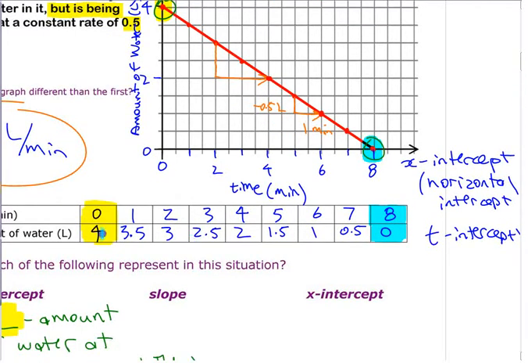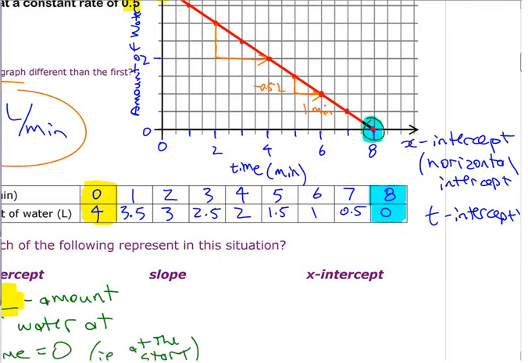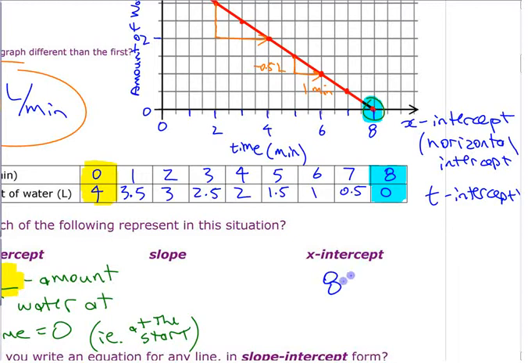The units for the vertical intercept were liters, right? This was 4 liters. What are the units for the horizontal intercept? Is it liters? Is it 8 liters? Not liters, is it? What does the 8 represent? Minutes. It's time, right? Since it's a horizontal intercept, it's on the horizontal axis. It's the units of the horizontal thing, minutes.